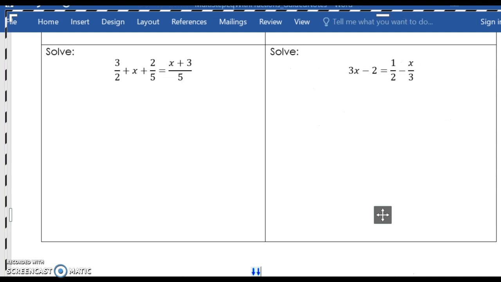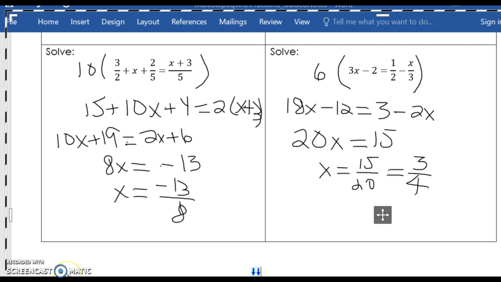Try these last two on your own. Pause the video, and when everyone's done, you can check to see if you're correct. Here, you should have multiplied through by 10, eliminating your fractions, and found x equals negative 13/8. And here, you should have multiplied through by 6, and found that x equals 15/20, which reduces to 3/4.